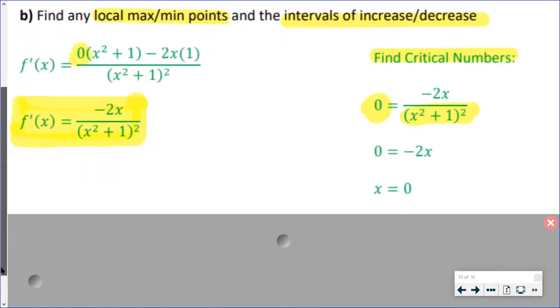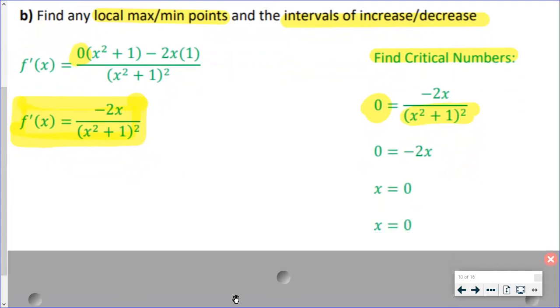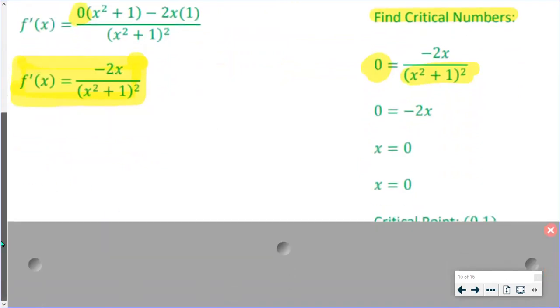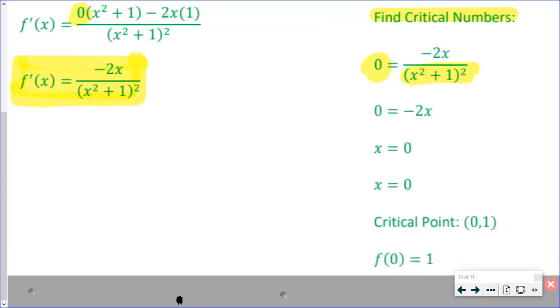In order to get the y value of the critical point, I have to substitute not back into the first derivative, but into the original function. So to find a clear critical point, I do need to figure out the value of f of 0, not f prime of 0, but f of 0. So that gives me a critical point of (0, 1). So this particular function only has one critical point according to the first derivative test.